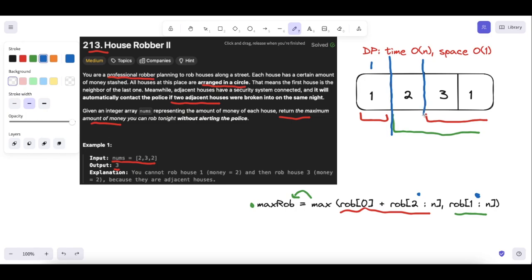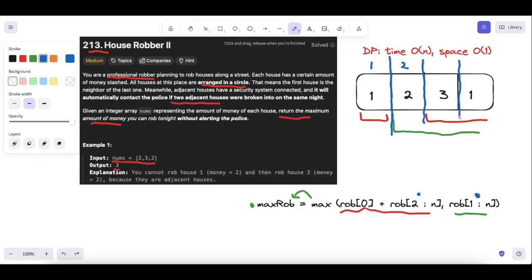Now we say we have a house with $2. So our option would be either to rob this house with $2 or rob the house with $1, which we have the value here. But we cannot rob them both because they're adjacent. So of course, up until this point, we would decide to rob this second house with $2. Then we move on to index 3.